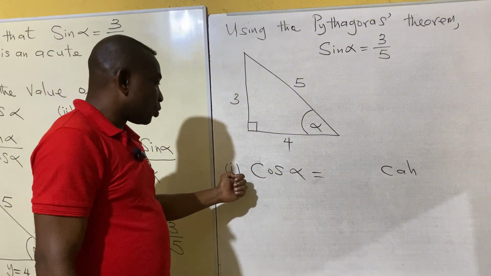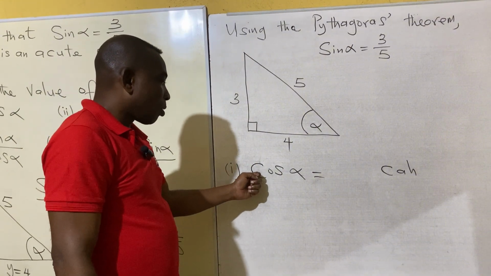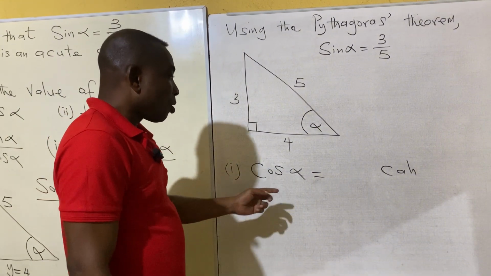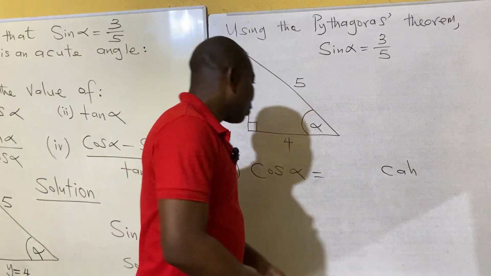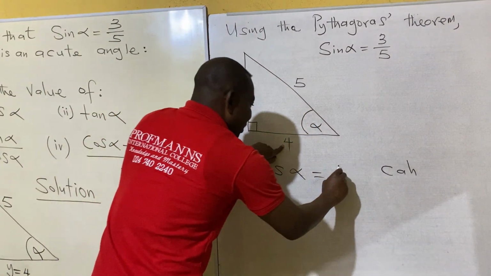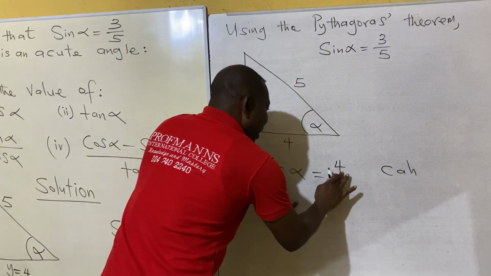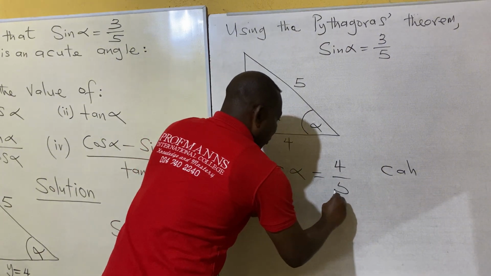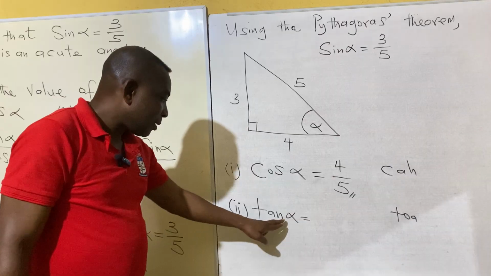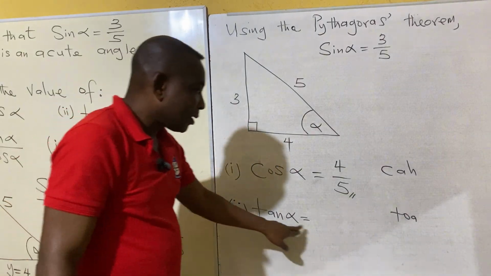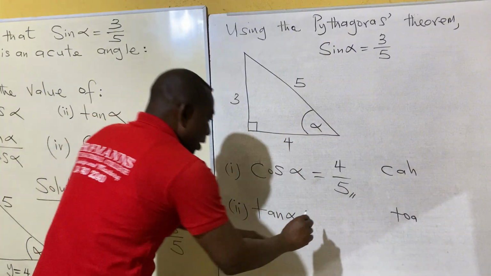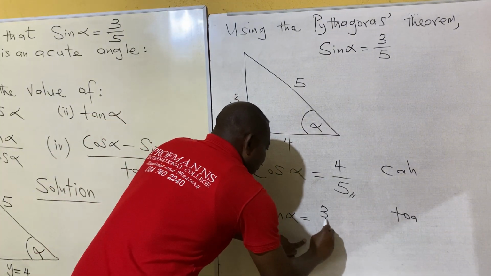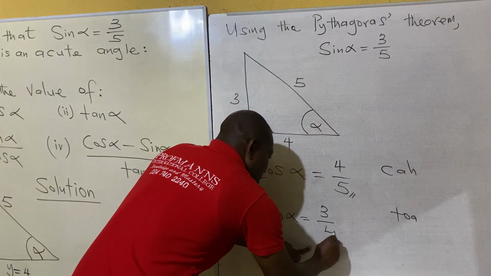So (I) says we should determine cos alpha. Cos alpha is CAH, so adjacent over hypotenuse. So which side is the adjacent? It is 4 over the hypotenuse, which is 5. (II), tan alpha. Tan is TOA, opposite over adjacent. The opposite is 3 over the adjacent, which is 4.